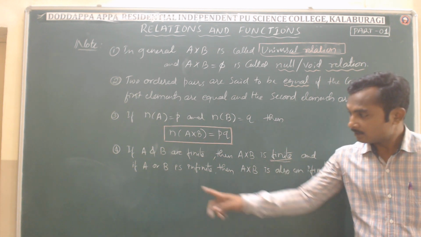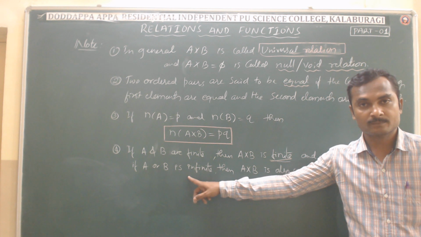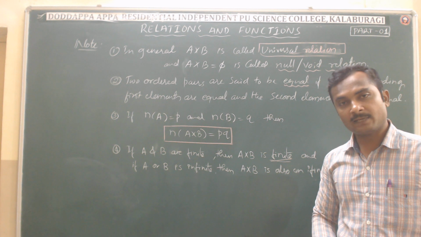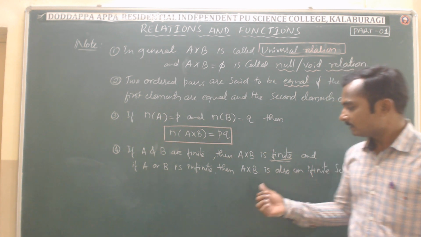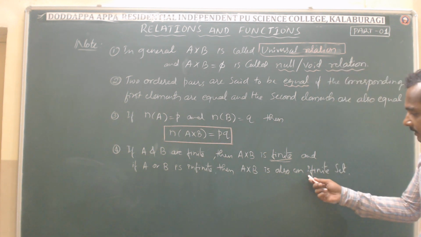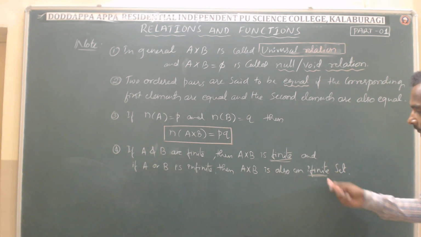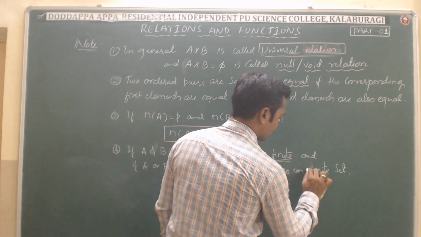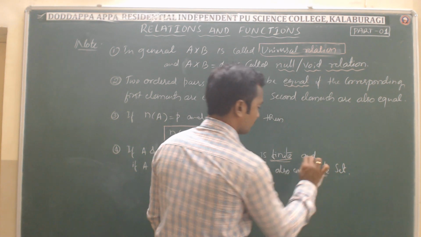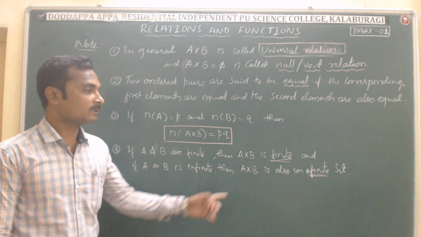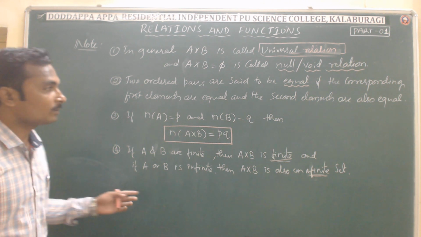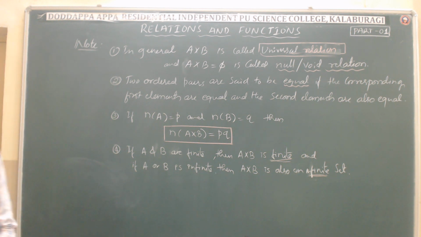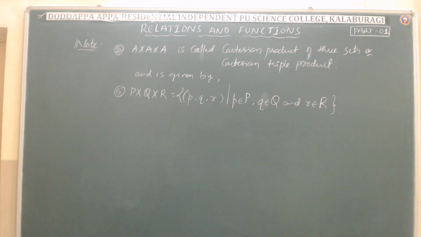Or else, if either A or B is infinite, that is, if any one of the sets is an infinite set, then the Cartesian product of these two sets is also infinite. You can note down these four points, and two more points are there.